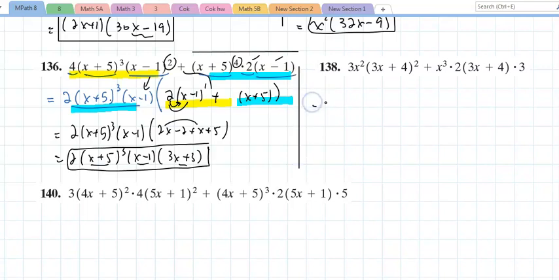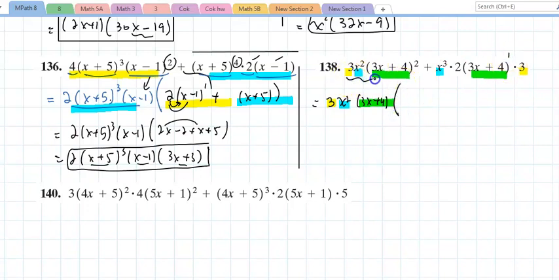Same deal with this problem. I'm glancing at this and thinking, okay, what's common in both? I see they both have a 3. That's very good. I'm going to take a 3 out. They both have an x squared. I'm going to take that out. And they both have an x. That's how we factor. Take the one with the least power.